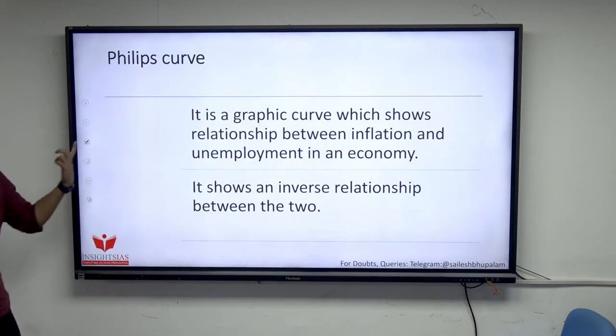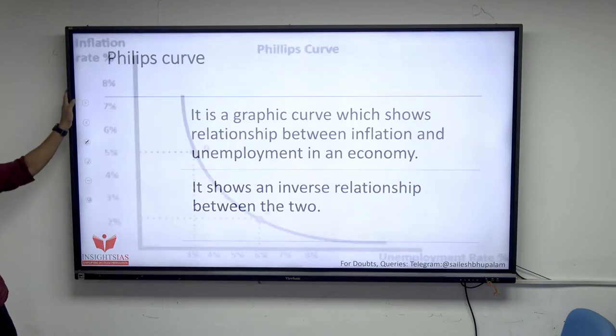Coming to the Phillips curve, we already discussed what the Phillips curve is earlier. It is a graph that shows the relation between inflation and unemployment. It shows an inverse relationship between the two.